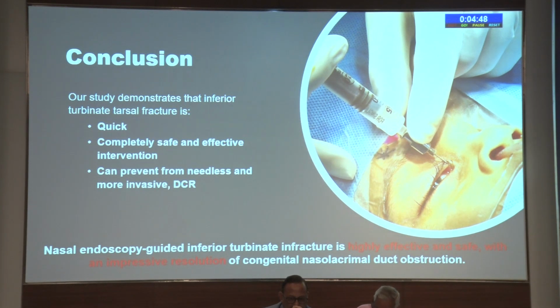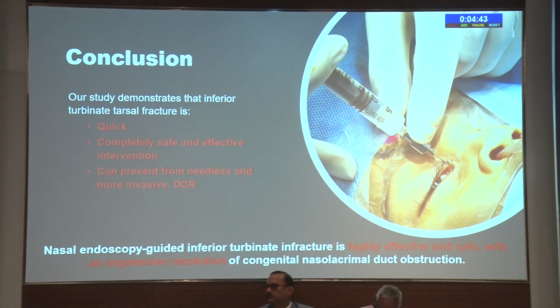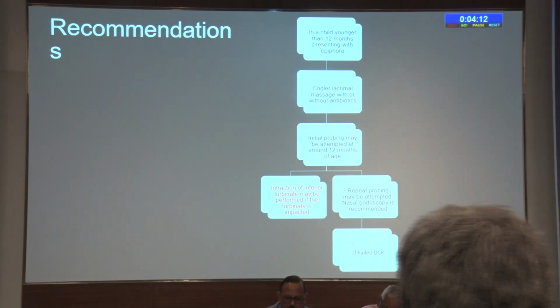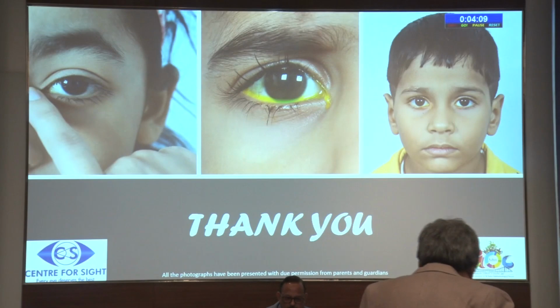Finally, we would like to conclude that inferior turbinate fracture is a quick, completely safe, effective intervention and can prevent the more invasive DCR. We recommend that if a child presents to you younger than 12 months with epiphora, Crigler massage is the first thing. Initial probing can be tried at 12 months of age. If failed, it can be repeated, but it should be done under nasal endoscopy. If an inferior turbinate impaction is found, the infracture will be the appropriate choice, and if failed, then we can go ahead with the DCR. These are my references. Thank you for your attention.